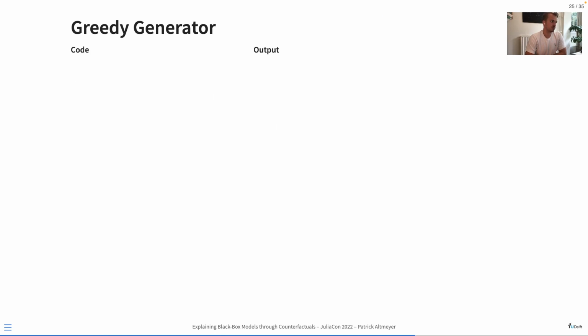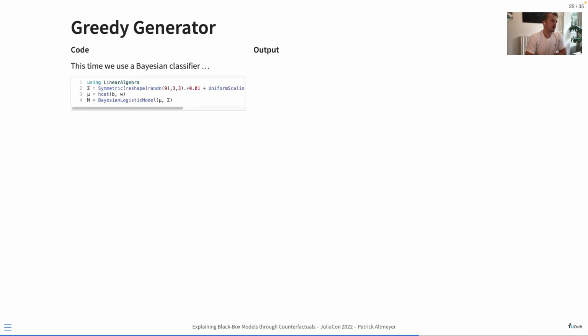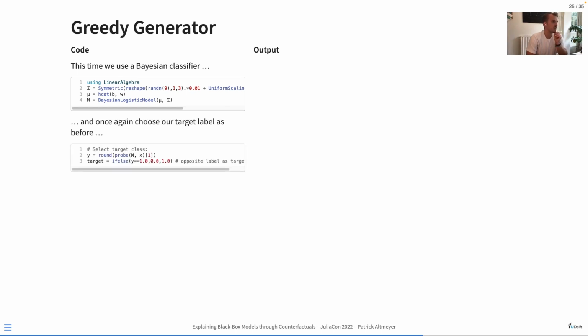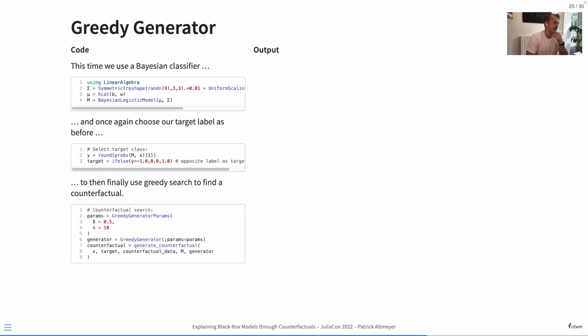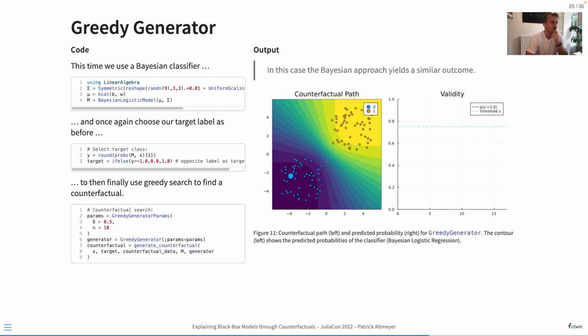Now moving on to another generator. So this one relies on a Bayesian classifier. So here for illustrative purposes, I have a Bayesian logistic model. Again, I define my target, and I then perform a greedy search as proposed in Schut et al., the paper that I pointed to earlier, that works in this setting with Bayesian classifiers. The API call is the same, and the output looks like this. So now we have this Bayesian classifier that once again is aware of predictive uncertainty. But in this case, we actually end up with a counterfactual that looks quite similar.